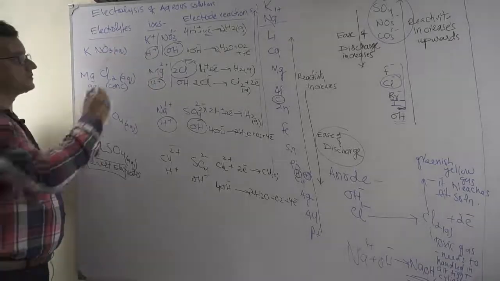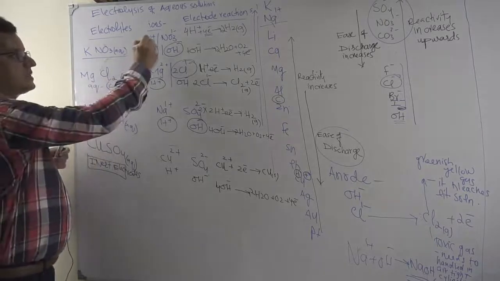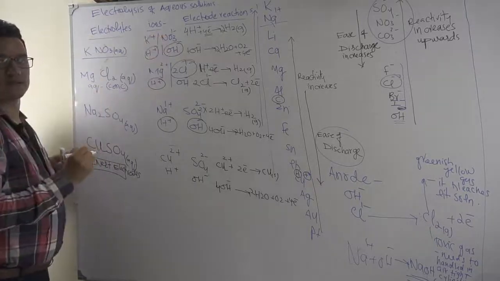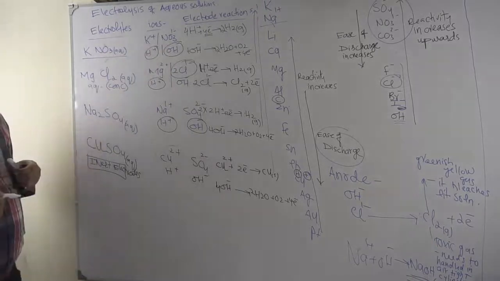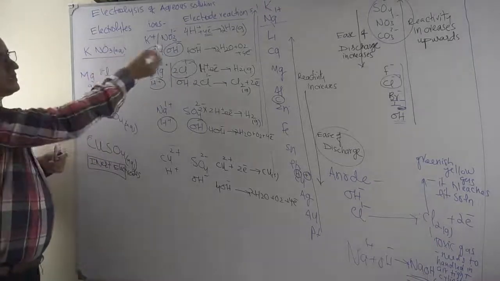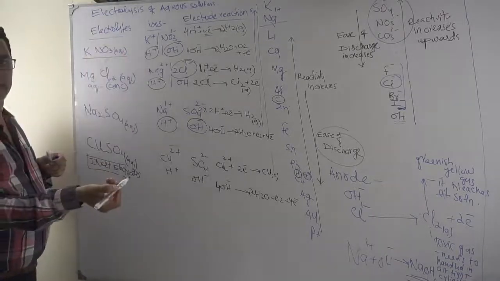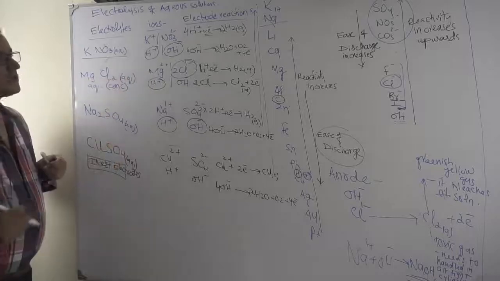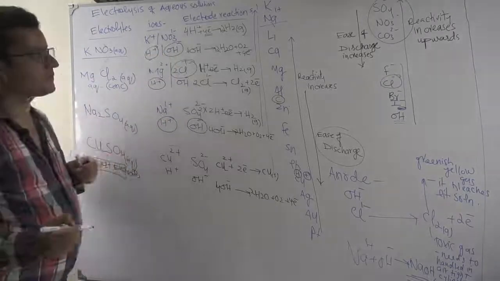Okay, so it is potassium nitrate aqueous. It means potassium ions and nitrate ions, and hydrogen ion and hydroxyl ion from the water. If it is potassium chloride, potassium ion and chloride ion. If it is potassium sulfate, potassium ion and sulfate ion. So salt has its ions, but water also has hydrogen ion and hydroxyl ion.